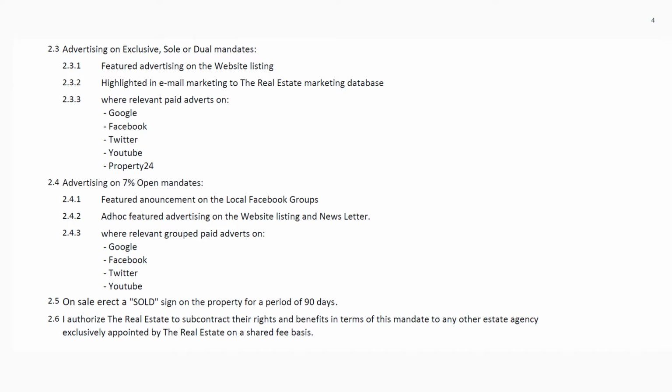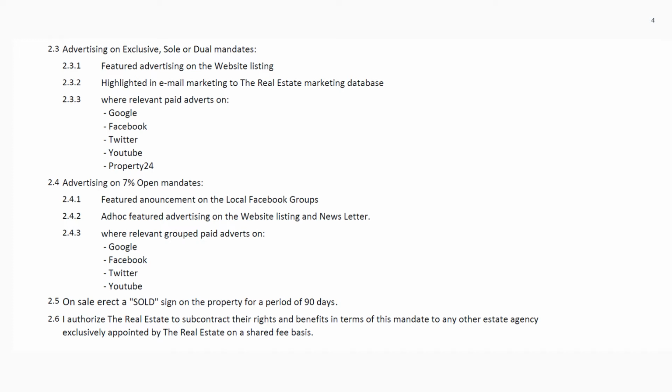2.4 is the advertising that we offer, which is additional advertising outside of the normal advertising should you have agreed upon the 7% open mandate. This additional advertising includes paid advertising on different social media platforms.